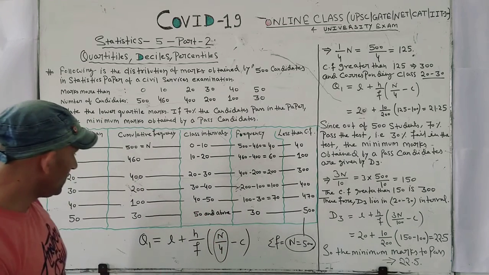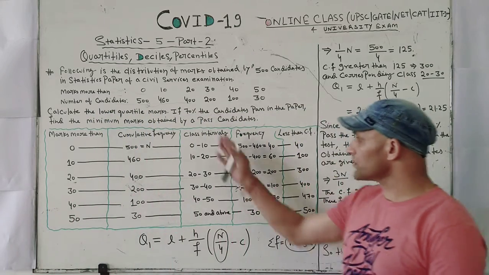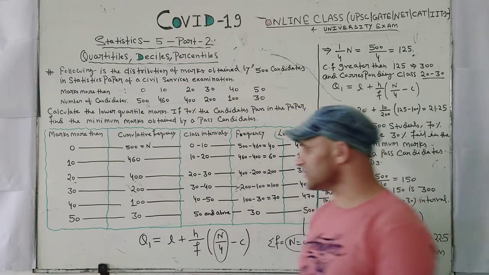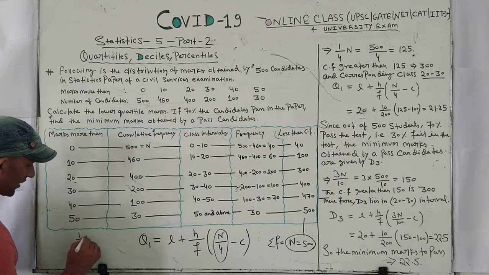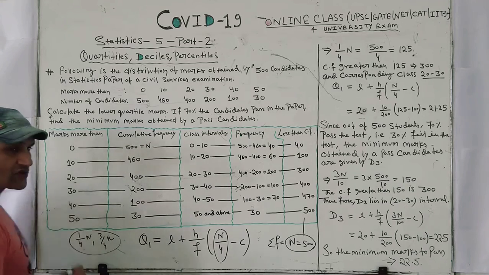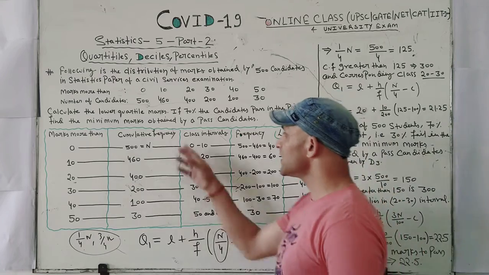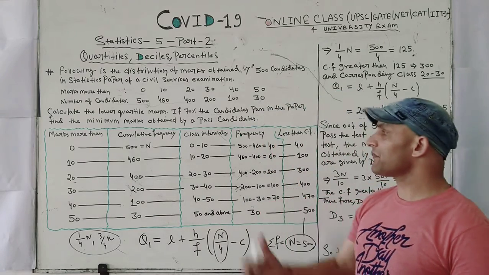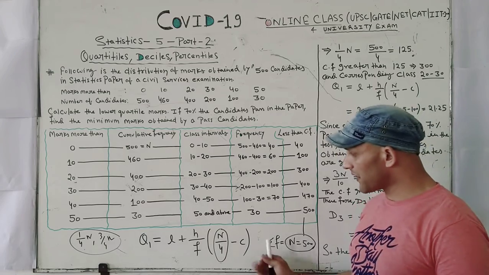Now we will use a formula to solve this type of problem. Before, we were using formulas like 1 upon 4 n or 3 upon 4 n. In this lecture we will not use such formulas because the data is interval based. Whenever you have such a question, you will use this formula to get the better result.